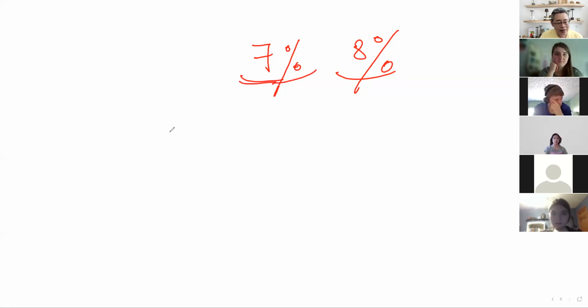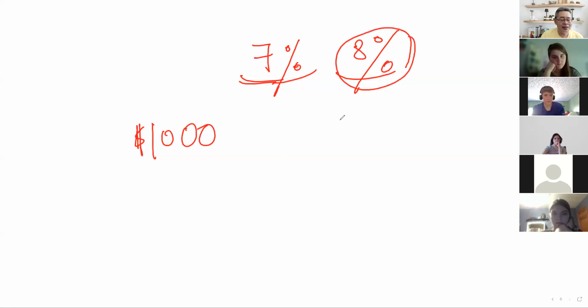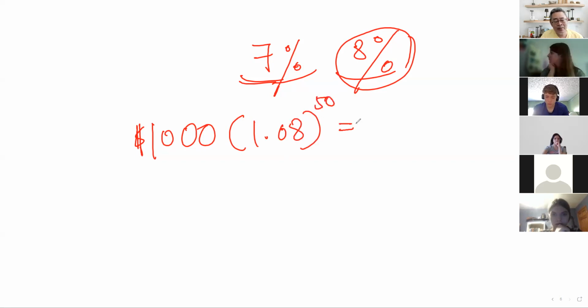So what happens, let's say if you put $1,000 now, and you get 8% compounding? It has to be compounding, otherwise it's not exponential. Compounding will be 1.08 to the power of 50 years. So how much money do you have? 1.08 to the 50. And here is how much you got.